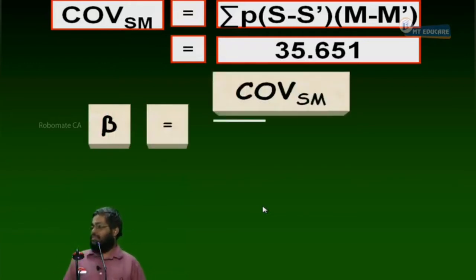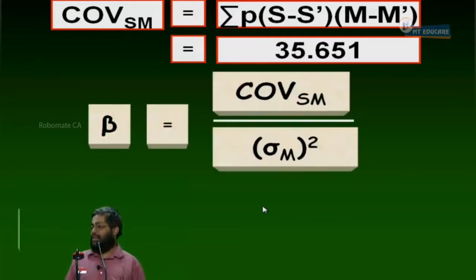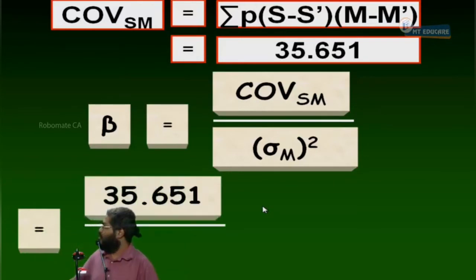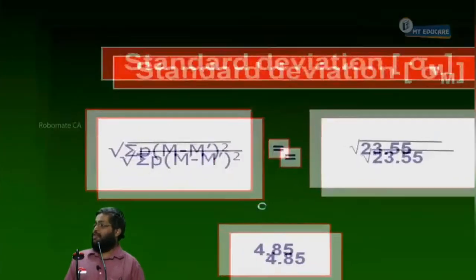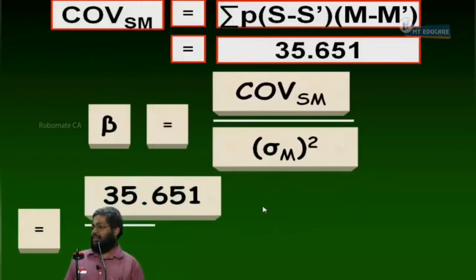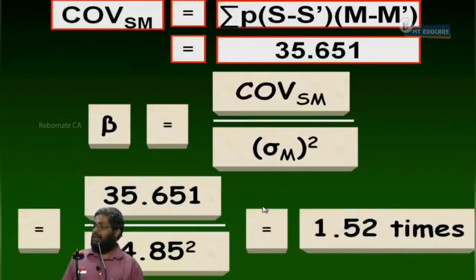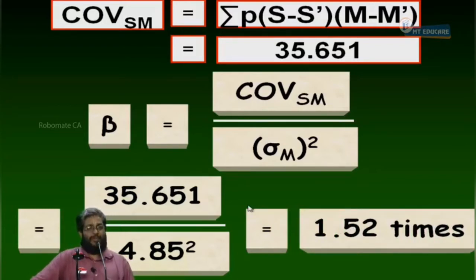Beta is equal to, we already wrote the formula, only write it once again. Beta is equal to 35.651 divided by, what is sigma M? Last slide, 4.85. So 35.651 divided by 4.85 square. Tell me what is beta number? 1.52 times. The meaning is SFL share is 1.52 times riskier than what? Market is the meaning. Okay, beta is 1.52 times.